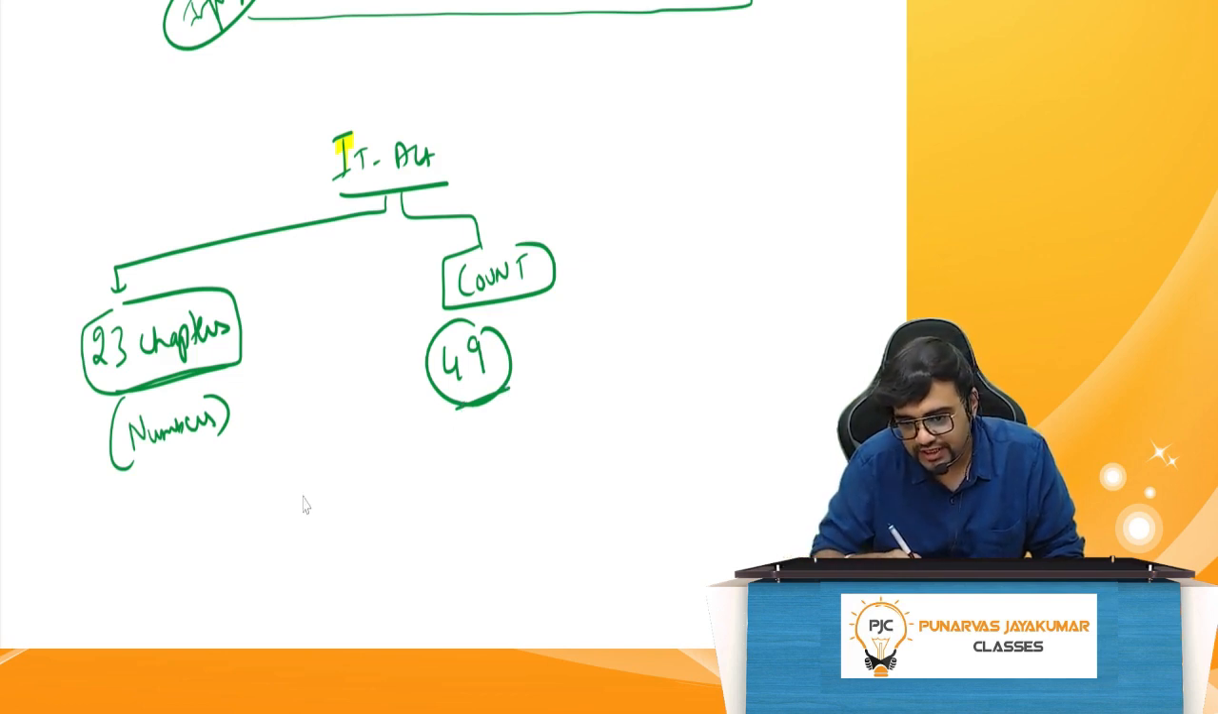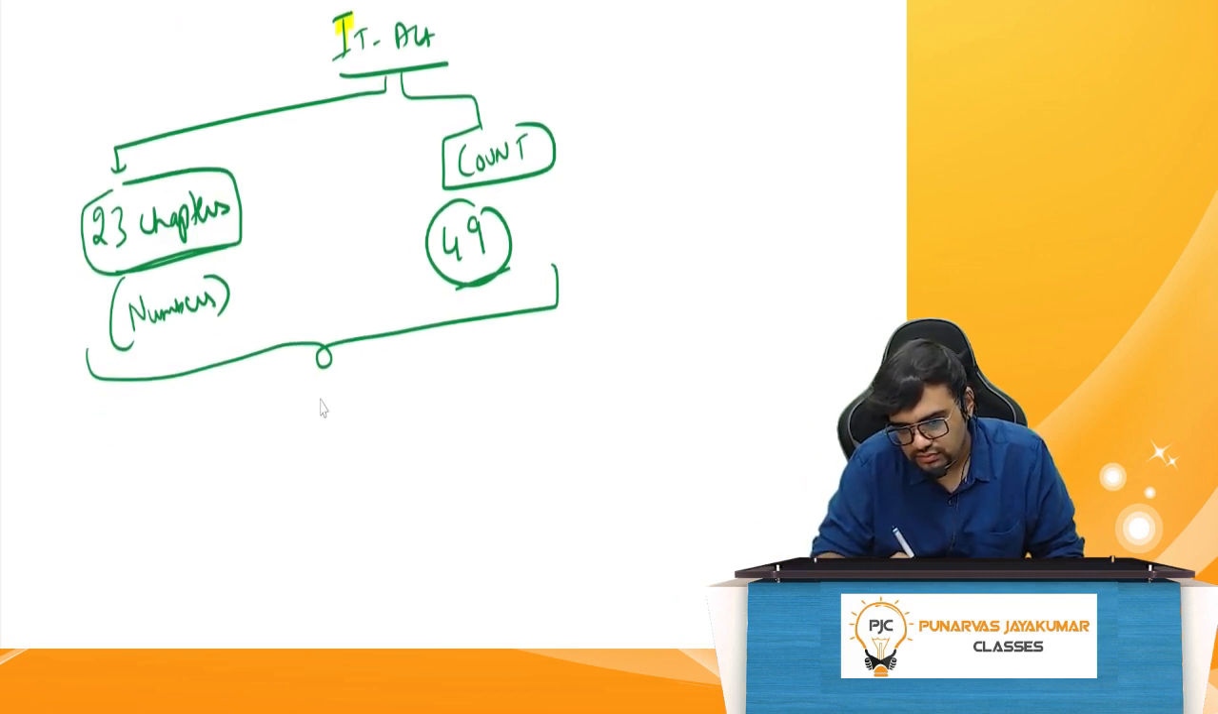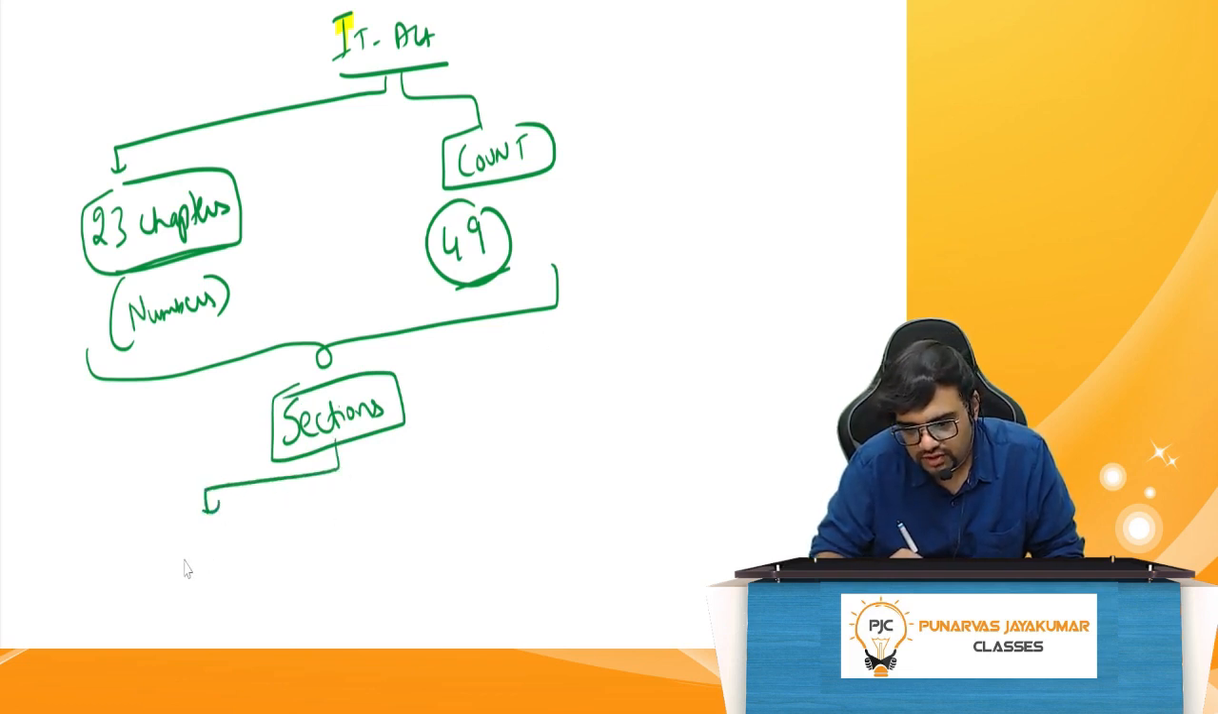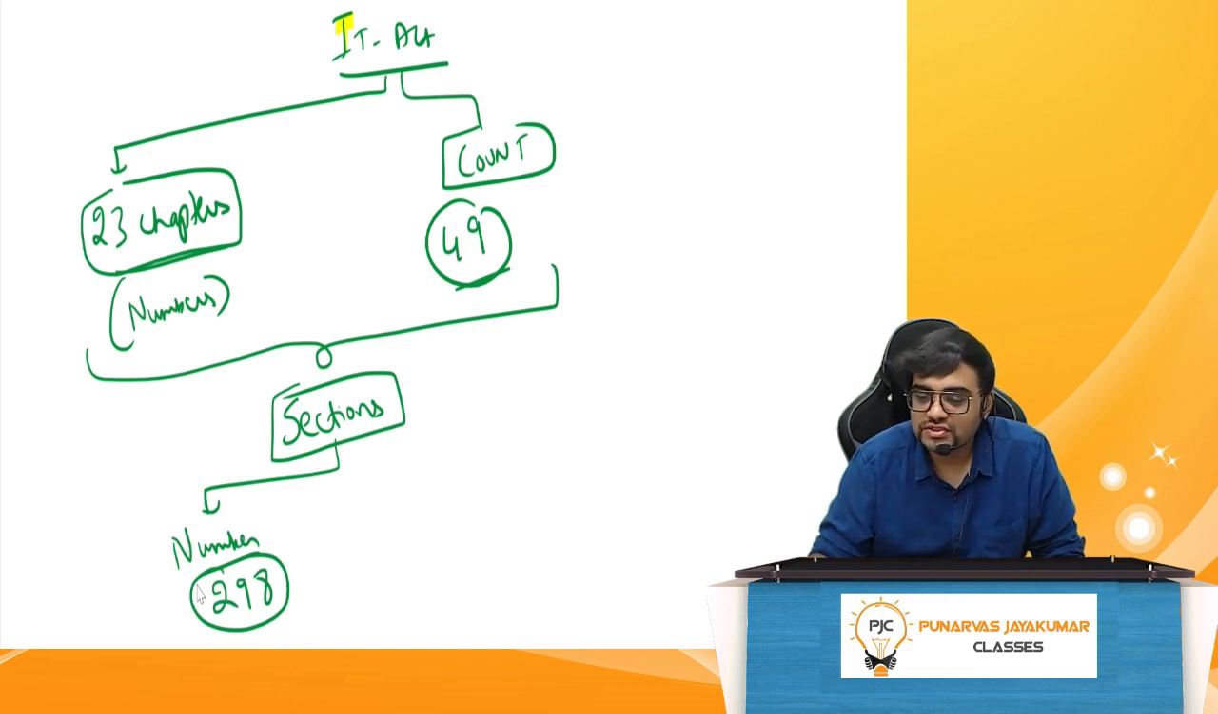And these chapters are divided into various sections. How many sections are there, guys? You see the number now in the Bare Act. There are 298 sections. If you count, it will be 400 plus minimum, 400, 500.